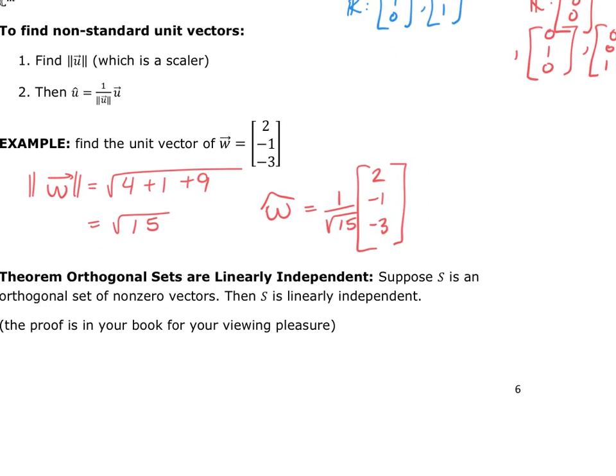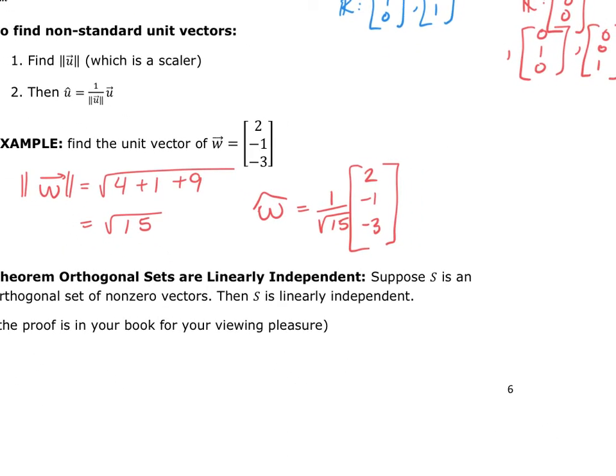If I want it going in a different direction, then I would have a negative 1 over the square root of 15. So this is going to be 2 over the square root of 15, negative 1 over the square root of 15, and then negative 3 over the square root of 15. And so that is my non-standard unit vector, going in the same direction as my original vector.